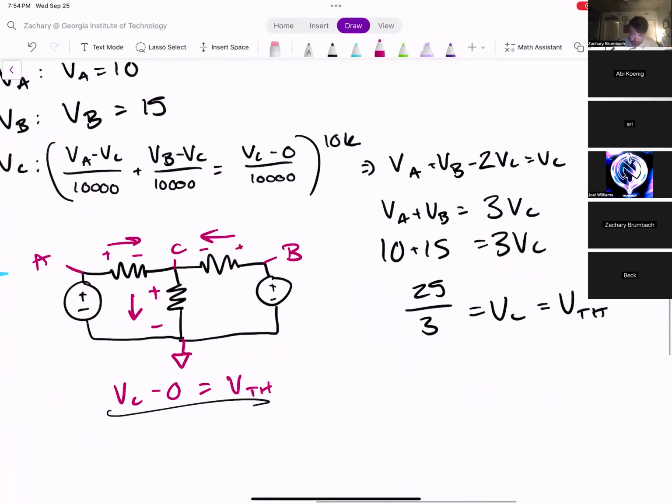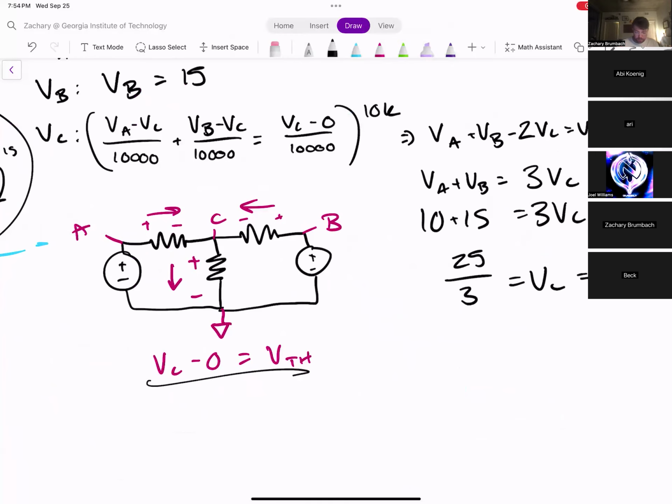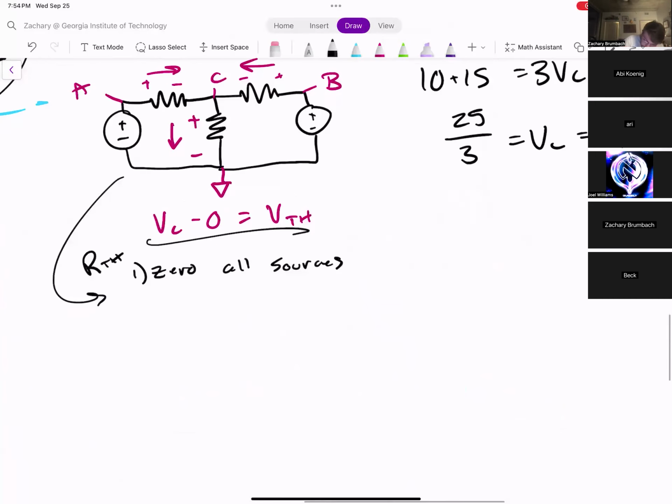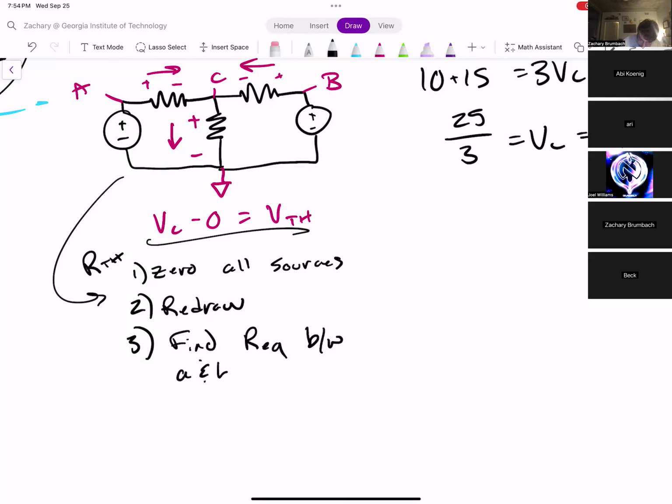So coming back over here, that's V Thevenin. Now let's find R Thevenin. So let's redraw the circuit again for R Thevenin. And remember, for R Thevenin, step one, zero all sources. That is for R Th. Step two is we redraw. Step three, find R equivalent between A and B.